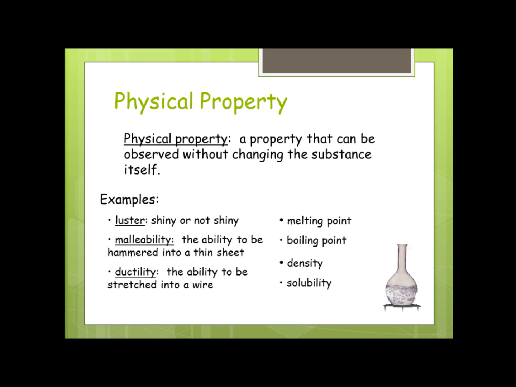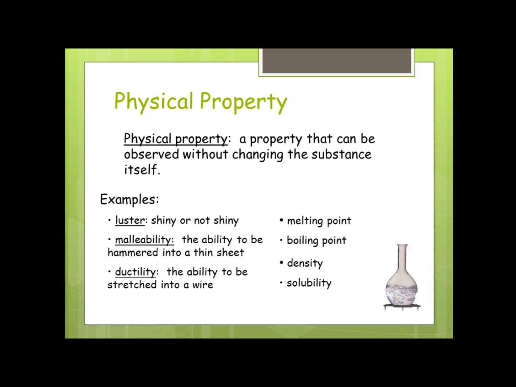All right. So some of the examples that we're going to talk about in science are listed below. So luster, whether it's shiny or not shiny. All right. That's a physical property. So a physical property of metal is that it is shiny. However, a physical property of cardboard is that it is not shiny. It does not have luster.